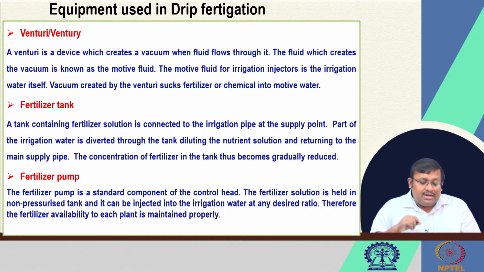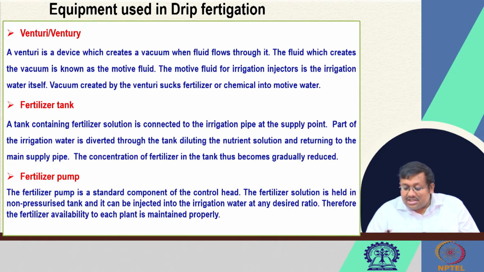Second important component is a fertilizer tank. It is a tank containing fertilizer solution which is connected to the irrigation pipe at the supply point. Now, part of the irrigation water is diverted through the tank, diluting the nutrient solution and returning to the main supply pipe, and the concentration of fertilizer in the tank thus becomes gradually reduced. The third important component is the fertilizer pump. The fertilizer pump is a standard component of the control head.